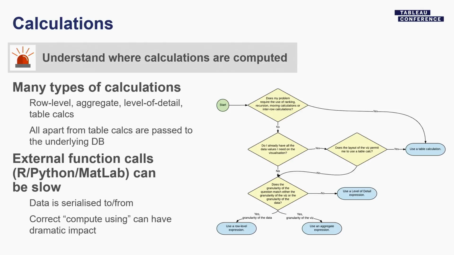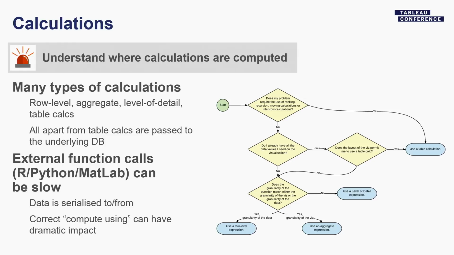There are calculations that are done at the row level, and there are calculations that are done at aggregate level. There are calculations that are done on level of detail, and there are calculations that are done as table calculations. Most of these are sent back to the data source. Table calculations are done inside Tableau.